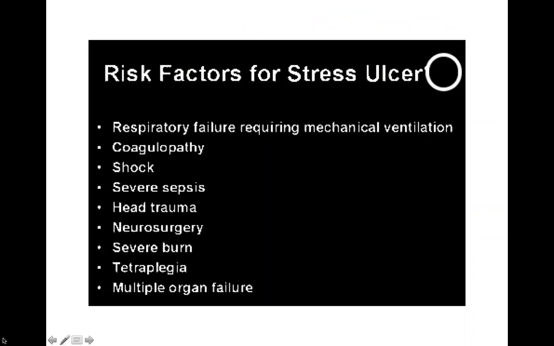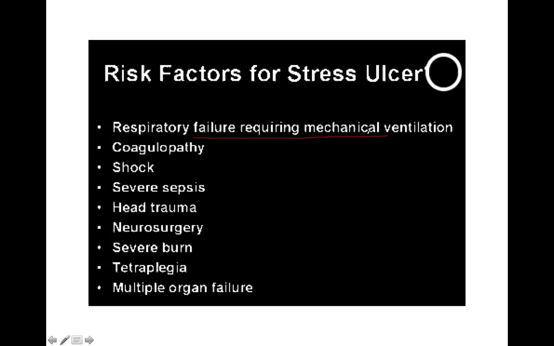Okay, next we come to stress ulcers. Stress ulcers mainly occur in ICU patients, like when the patient is on mechanical ventilation for more than 48 hours. The patient has a high risk, the patient can develop these stress ulcers. So these are various risk factors. The main risk factor is mechanical ventilation for more than 48 hours.